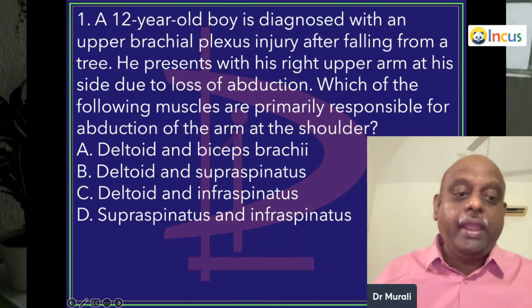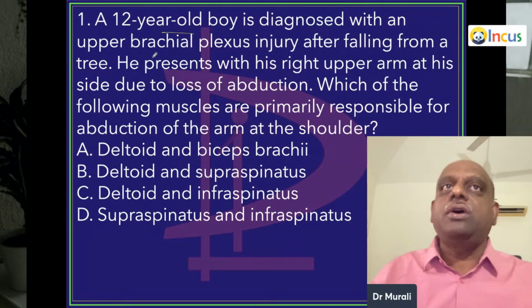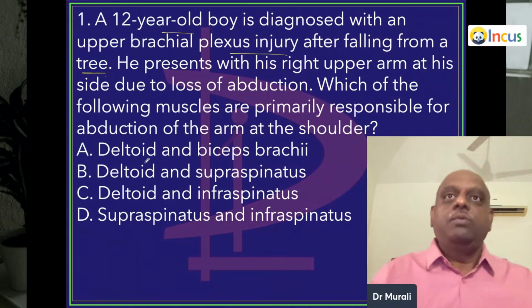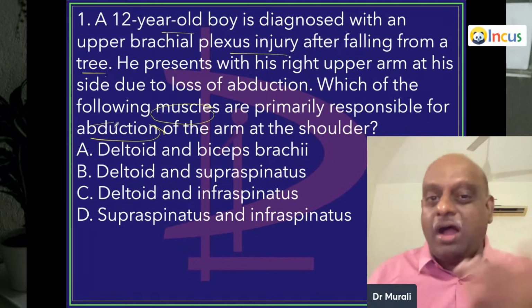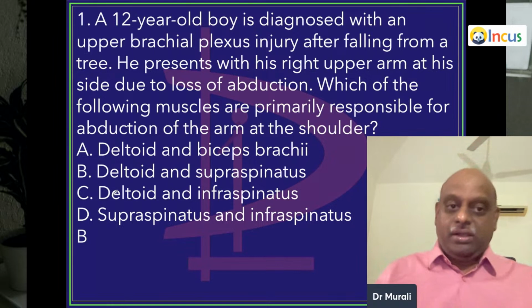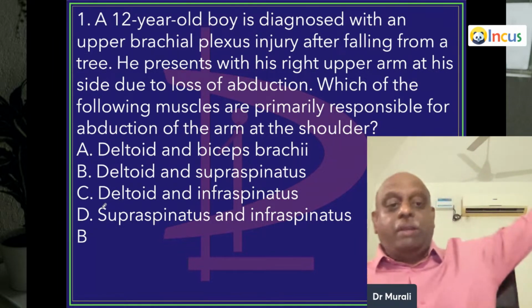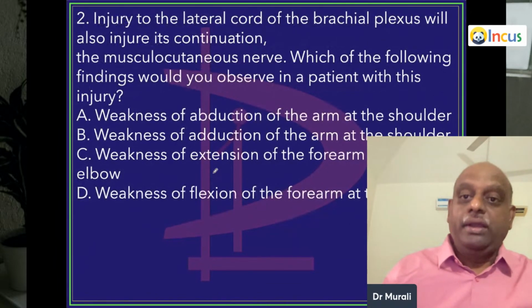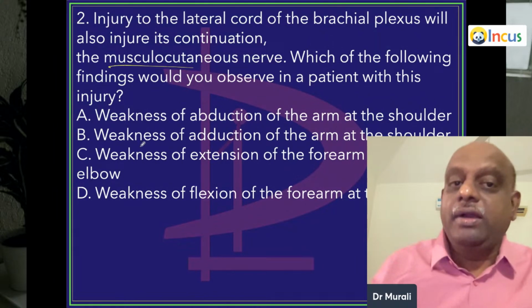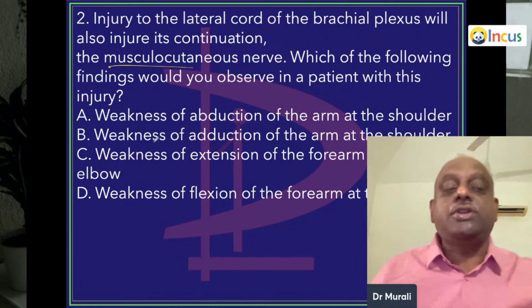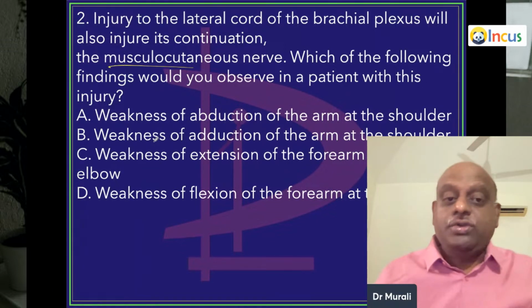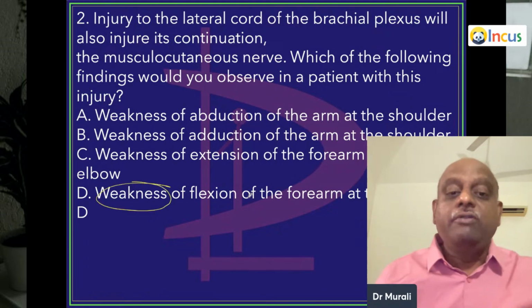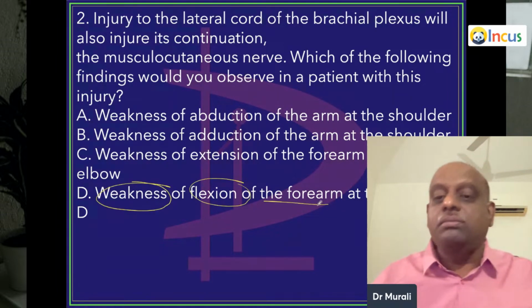Now, a 12-year-old boy is diagnosed with upper brachial plexus injury after falling from the tree. Which muscle leads to the abduction of the arm at the shoulder? All of you know we will be able to abduct the arm because of the deltoid and supraspinatus. Whenever there is any musculocutaneous nerve injury, musculocutaneous supplies biceps brachii. So any biceps brachii weakness will lead to weakness of the flexion of the forearm at the elbow.